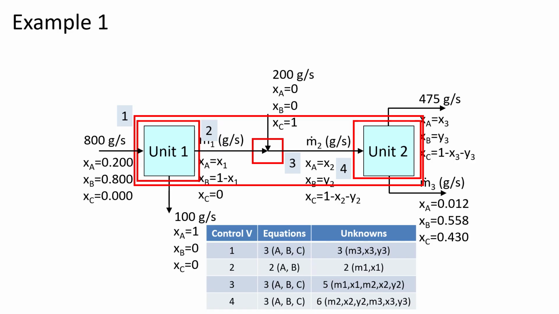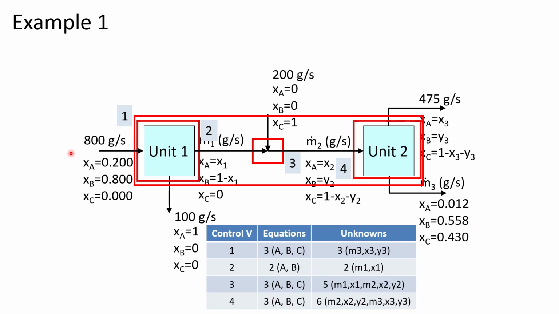Let's review some of the results shown here. Let's start with control volume 1, which is the overall control volume drawn around both units and the mixing point. If we count the number of equations for this overall control volume, we first have to determine the number of components. If we look at the streams that leave from Unit 2, we see that there are 3 components in these 2 streams. There's an A, B, and C present in each of those streams.